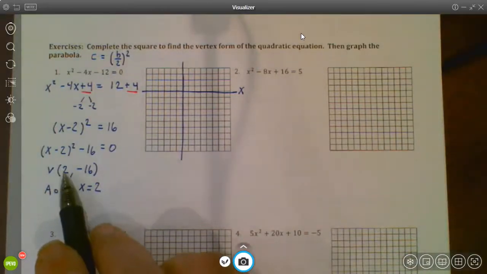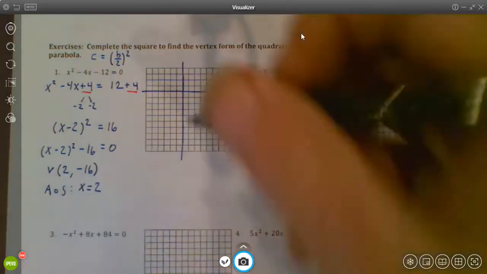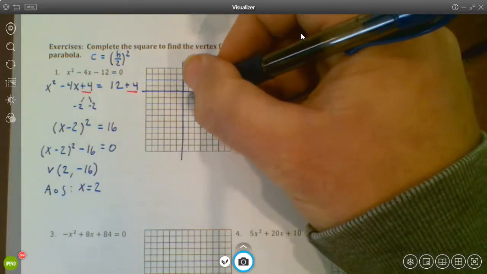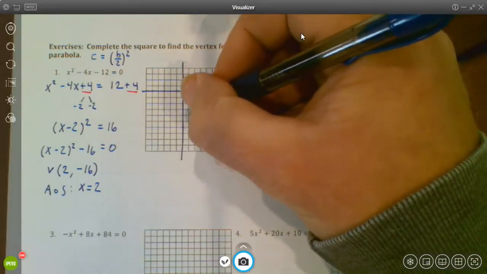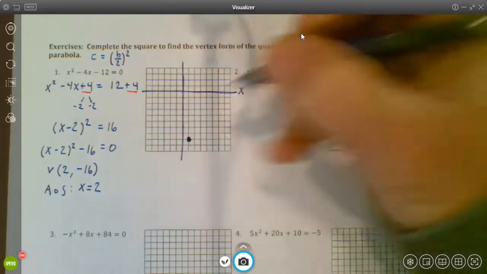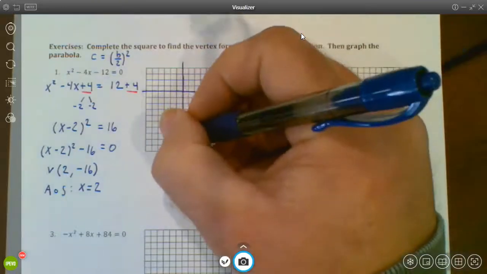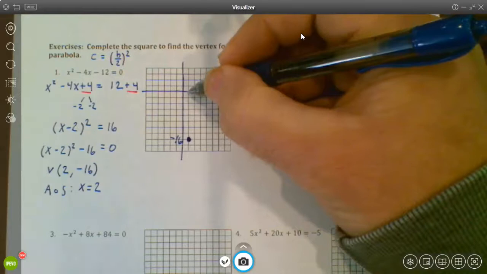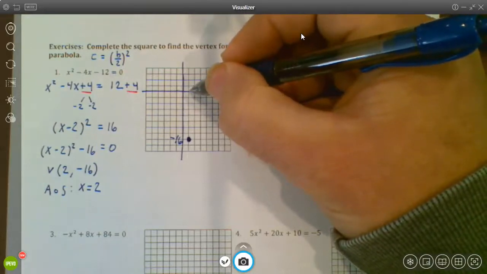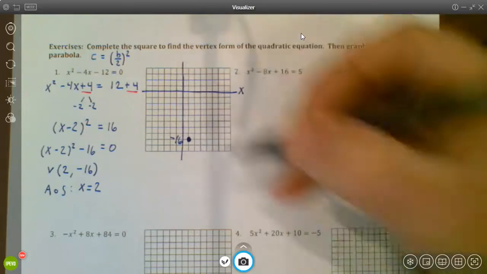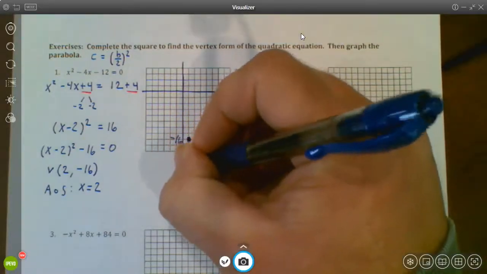So I'm going to go right 2 and down 16 to get my vertex. 1, 2, 3, 4, 5, 6, 7, 8. Because remember, I'm counting by 2s on this. So that's actually at -16. And even though I went 1 unit to the right, since I'm counting by 2s, that was actually right 2 and then down 16. So I'm counting by 2s on this one.